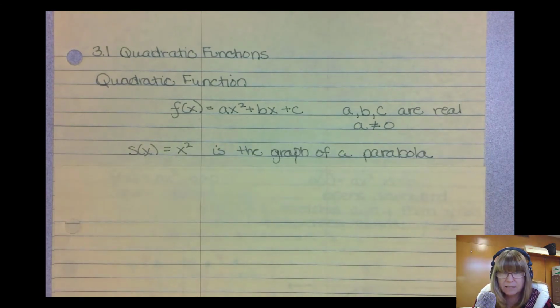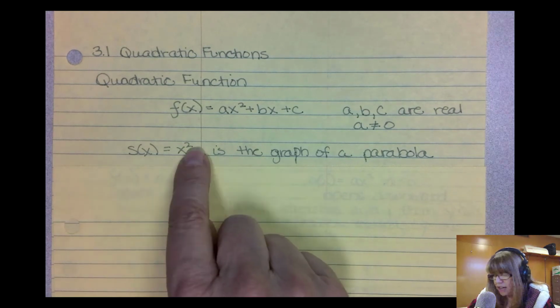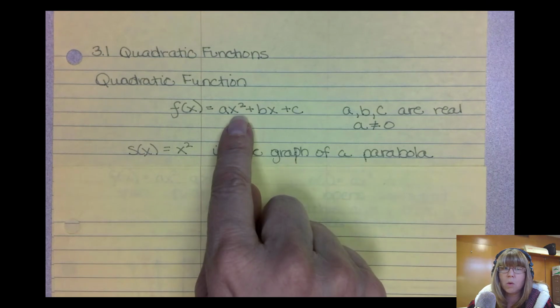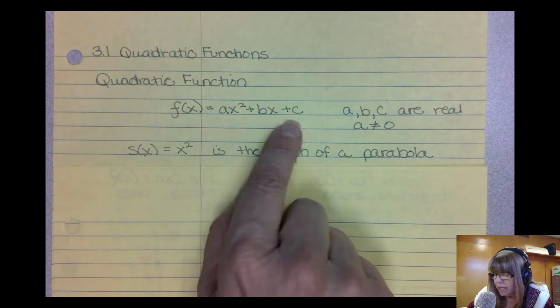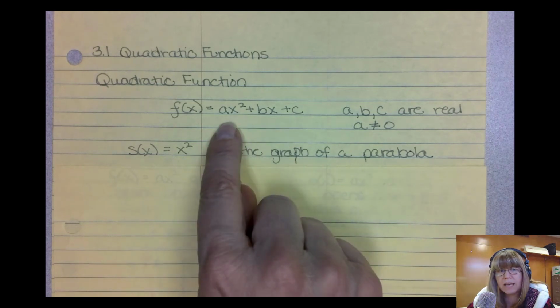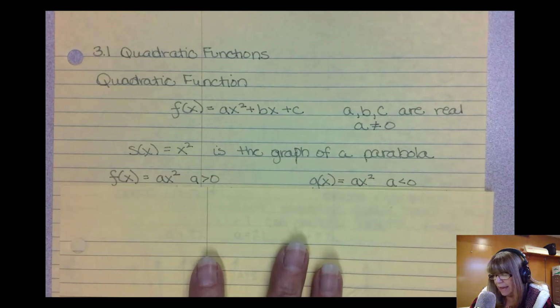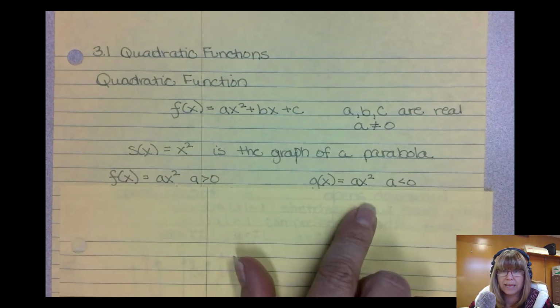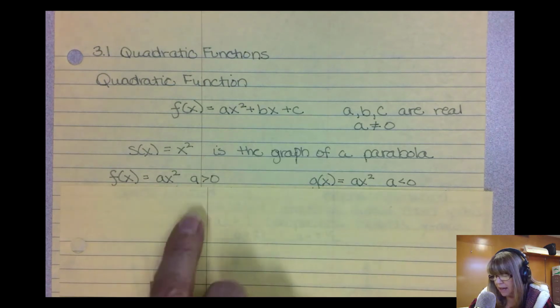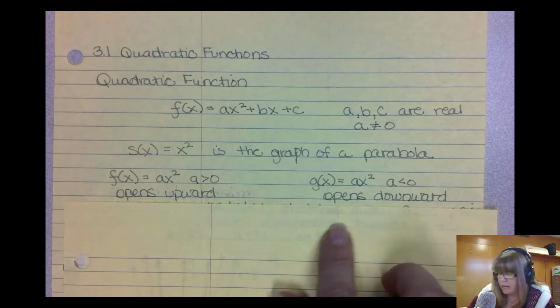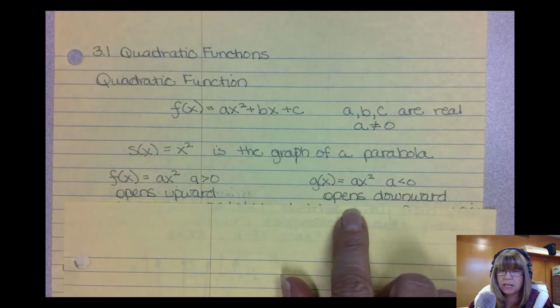Now, if we get rid of all the extra stuff, we can see that we do have a function, let's call it s of x, equals x squared. This is the graph of a parabola, so any quadratic function is also a graph of a parabola. We can get a lot of information when we have our function in this standard form. First of all, a can be greater than 0 or a could be less than 0. If a is greater than 0, then our parabola opens upward. If a is less than 0, then it opens downward.